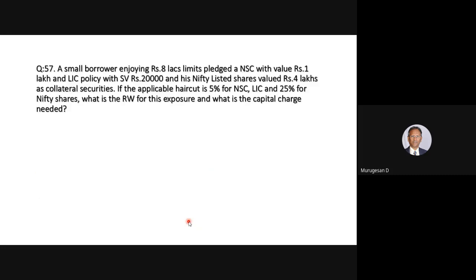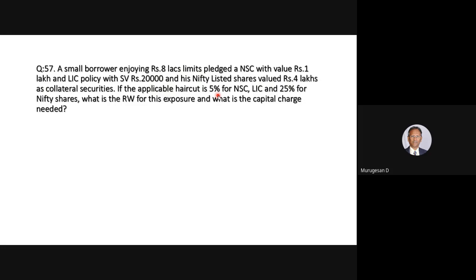So 57, you see, a simple way. A borrower enjoying, a small borrower. So remember, 75% risk weight. Small borrower, with NSC of value 1 lakh, LIC surrender value 20,000, and Nifty listed share 4 lakh as collateral. The applicable haircut is 5%, they have given. Sometimes they will give it. Sometimes they don't give, and you have to assume. For gold, always remember 15%. Deposit, zero. And for NSE shares, 2% they are assigning.